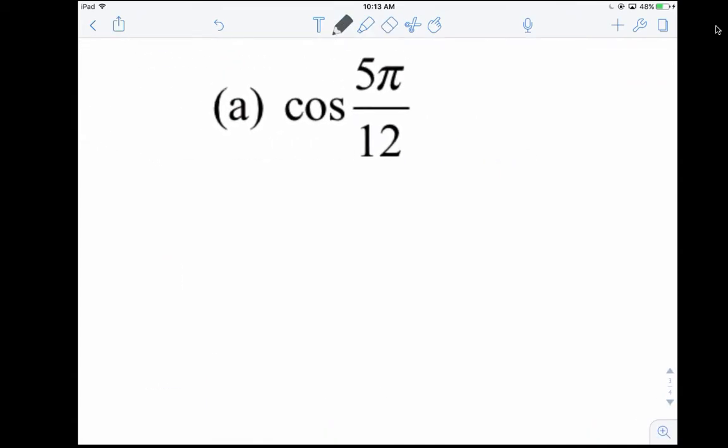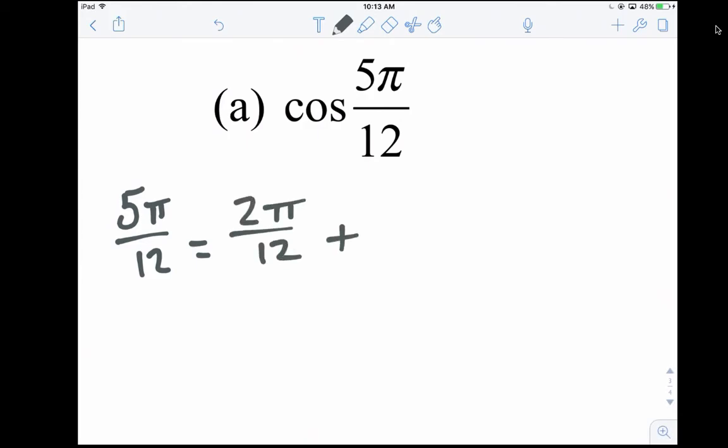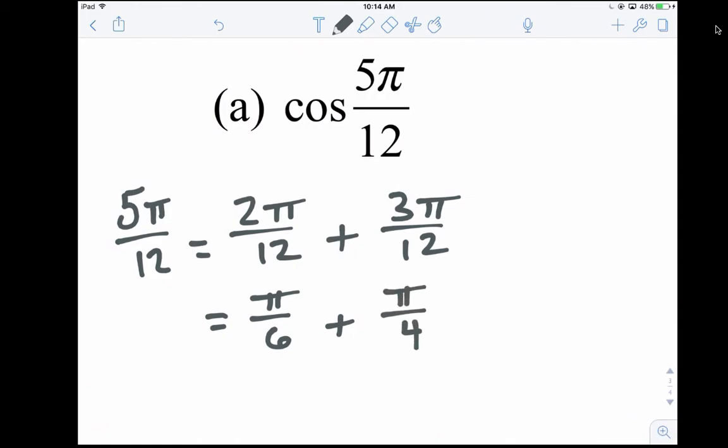Right, we're trying to figure out cosine of 5 pi over 12. Now 5 pi over 12 is not on the unit circle, right? But I can figure out two angles that add up to be 5 pi over 12. Okay, so if I use, say, 2 pi over 12 plus 3 pi over 12, they both give me 5 pi over 12, and I know that 2 pi over 12 is pi over 6, and I know 3 pi over 12 is pi over 4. Now both of those angles are on the unit circle.